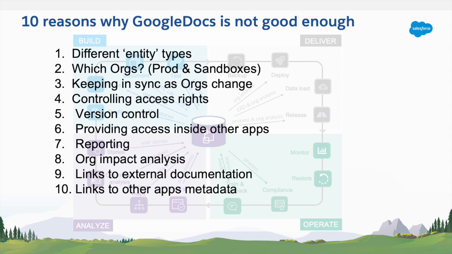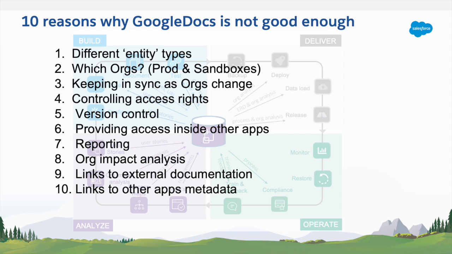How are you going to report? How are you going to report across multiple entity types? Show me all the user stories that are associated with this requirement and are in this release. So there's some complex reporting you should be able to do if it's all controlled in one place.